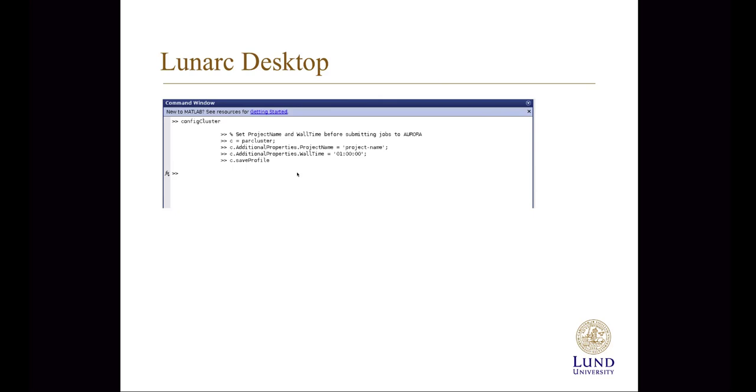So you need to create an object called parcluster. In this case, we call it c equals parcluster. You set additional properties. One of the properties is the project name. As a string, your project name. I will show you how to find out your project name if you do not know that. And also the additional property wall time. In this case, I've set it to 1 hour, 01:00:00. So it's hours, minutes, and seconds. No point in setting it to 2 seconds.